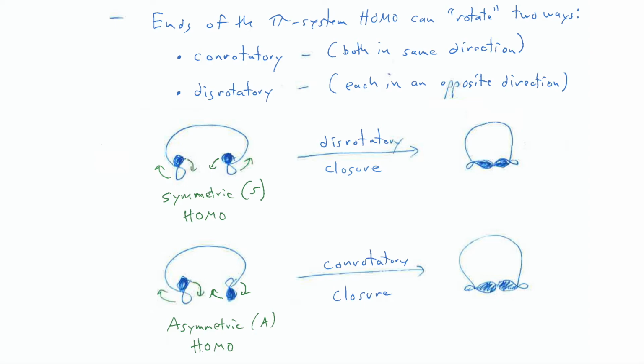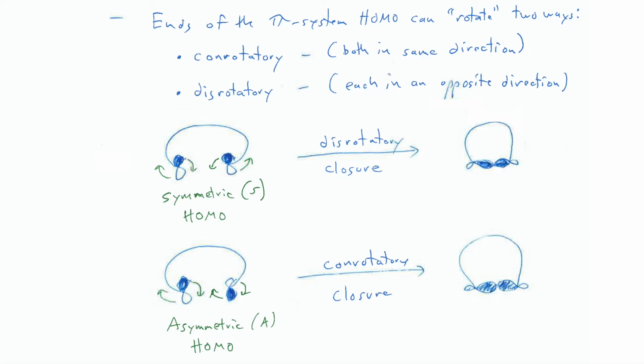Now, in order to bring these two orbitals together in phase to make a new sigma bond, we would have to rotate them in opposite directions. The one on the left would have to rotate clockwise to bring the, let's say, blue lobe inwards, and the one on the right would have to rotate counterclockwise to bring that blue lobe in to create an in-phase interaction. And since one of them is rotating clockwise and one of them is rotating counterclockwise, this is a disrotatory ring closure.